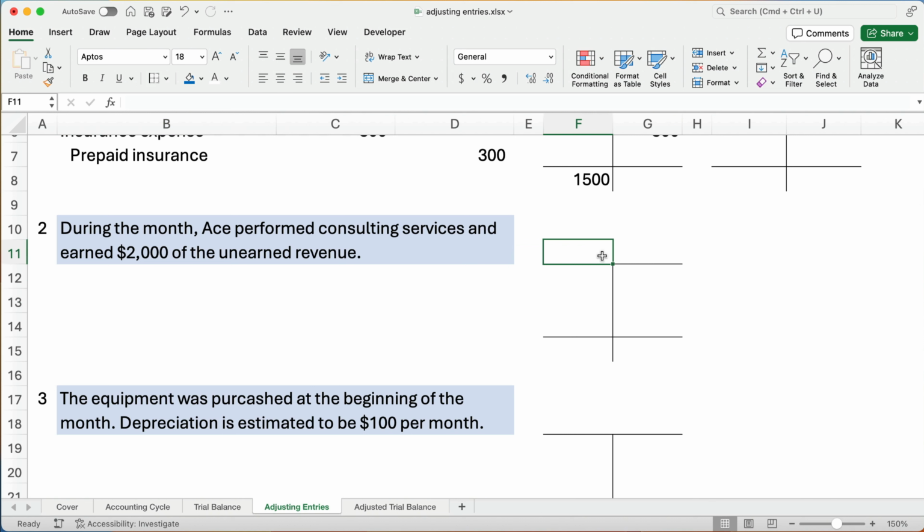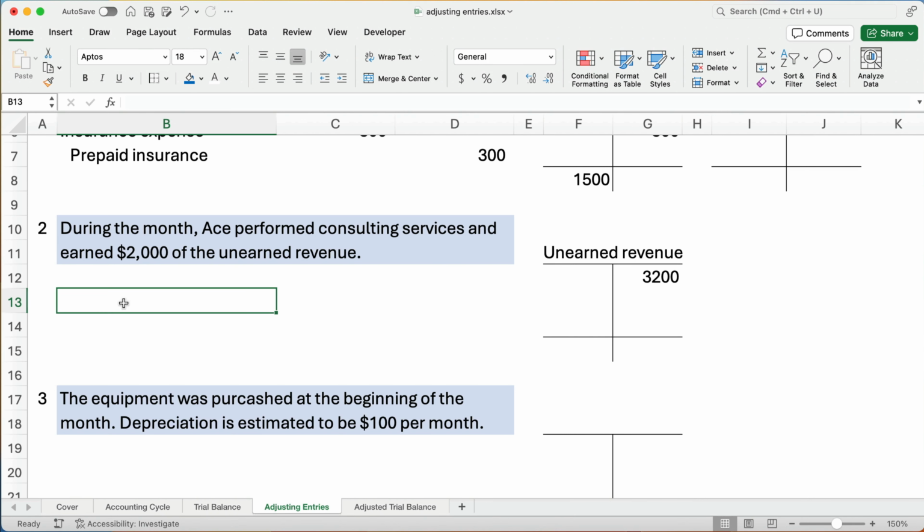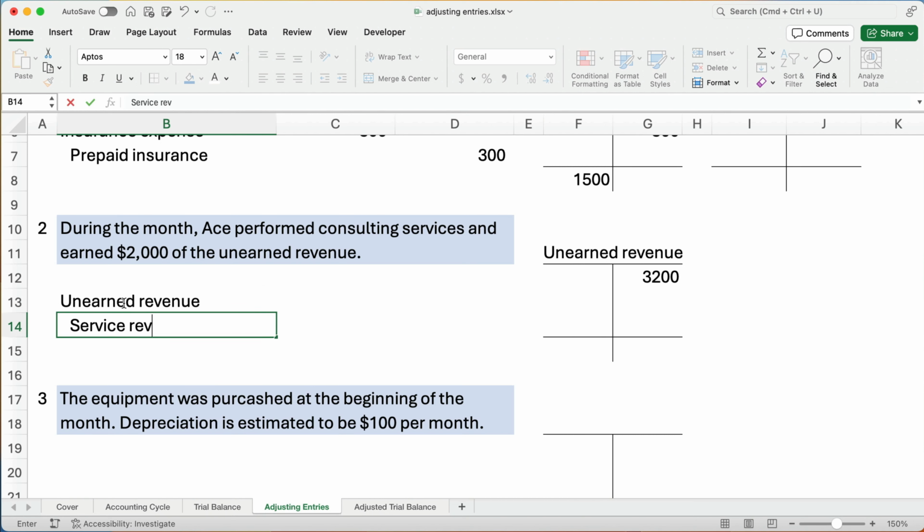Let's just set this up here. Unearned revenue, and the amount is $3,200, and we've earned $2,000. So what entry would we make? We would debit unearned revenue and credit the service revenue.